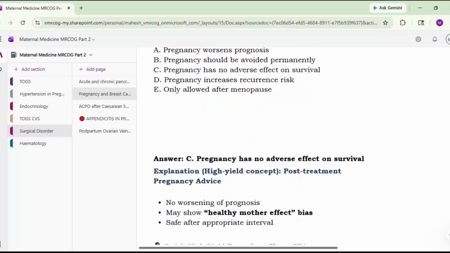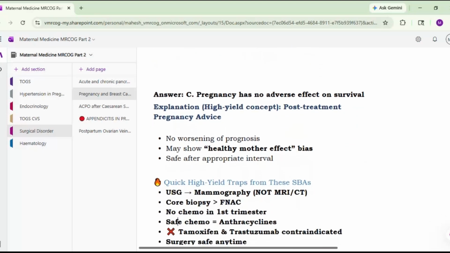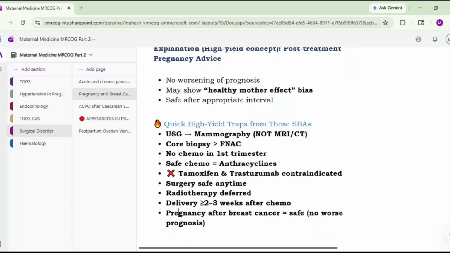Post-treatment pregnancy advice: no worsening of the prognosis. There may be a healthy mother effect, but it is actually biased. Pregnancy is safe after an appropriate interval. Take home message: USG first, then mammography, then core biopsy, which is better than FNAC. No chemotherapy in the first trimester; the safer chemotherapy is anthracycline. Tamoxifen and trastuzumab are contraindicated. Surgery is safe anytime. Radiotherapy is deferred. Delivery 2 to 3 weeks after the last chemo, and pregnancy after breast cancer is safe.